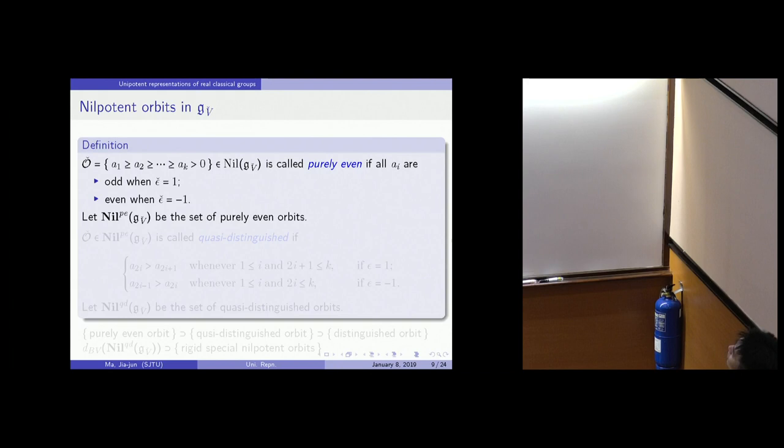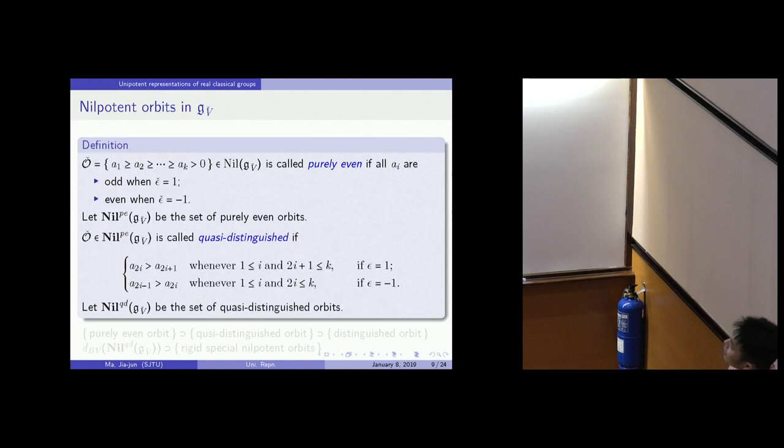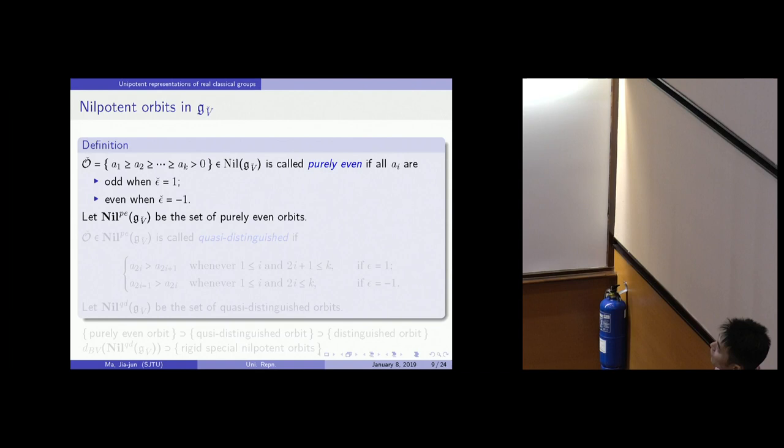And also, for the epsilon-check equal to -1 case, it means that the dual side is a symplectic group. Then we will assume every row is even. And moreover, we call this type of unipotent orbits on the dual side the set of purely even orbits.